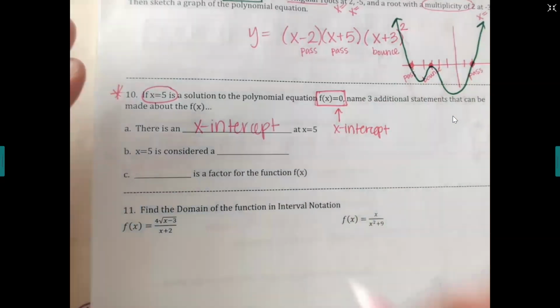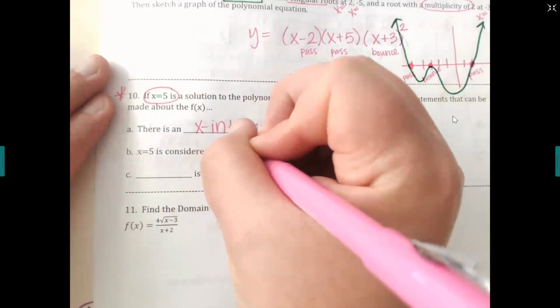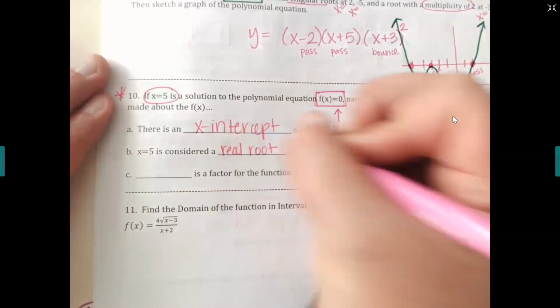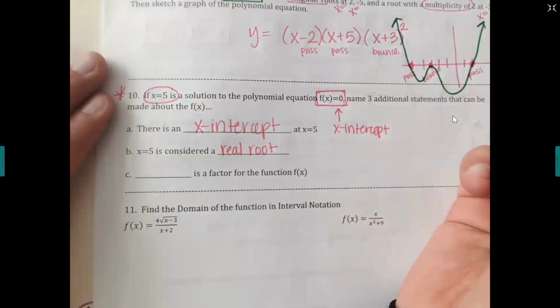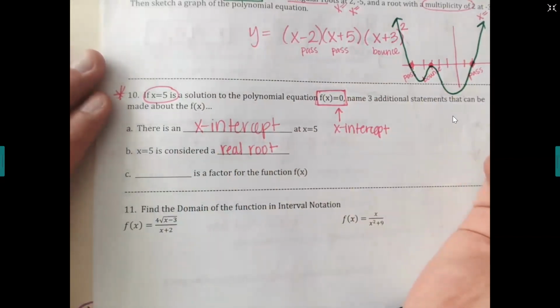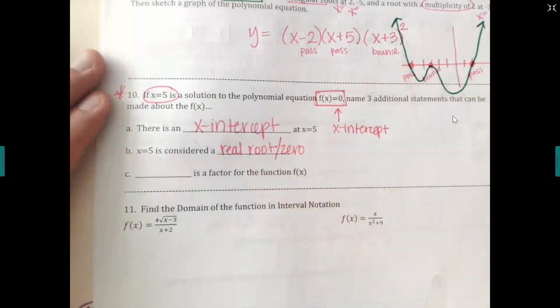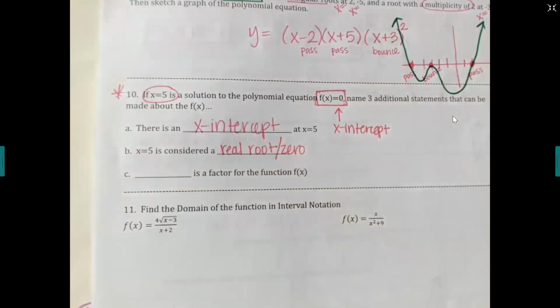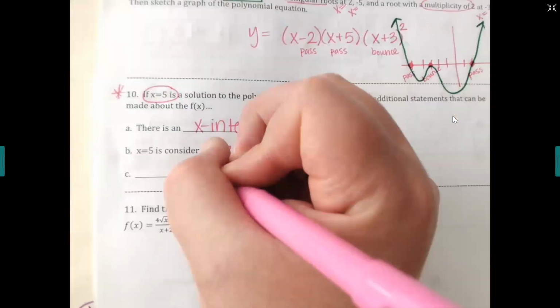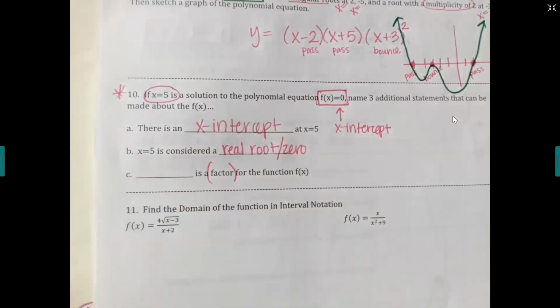Another way of saying that is that it is a real root. Now, let's talk about why is it a real root? Because 5 is a real number. How would it not be real anymore if it had what letter? An i. If it's 5i, then it's not a real root anymore. But if it's just a 5, that counts as a real root or a real 0. Okay, last thing, if x equals 5 is the answer, what would the factor be? Remember, factor means parentheses.